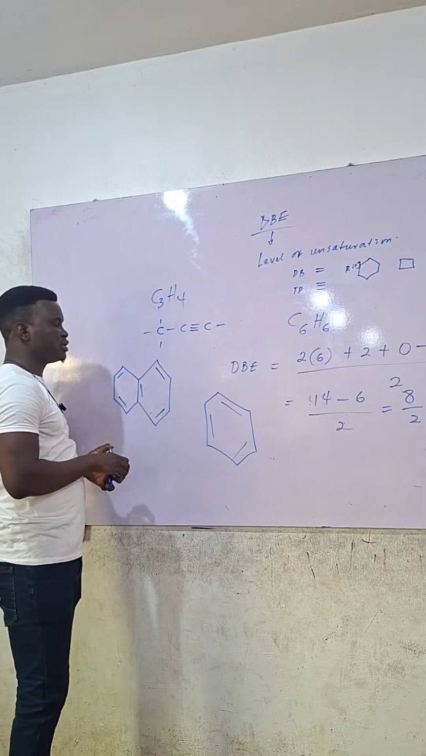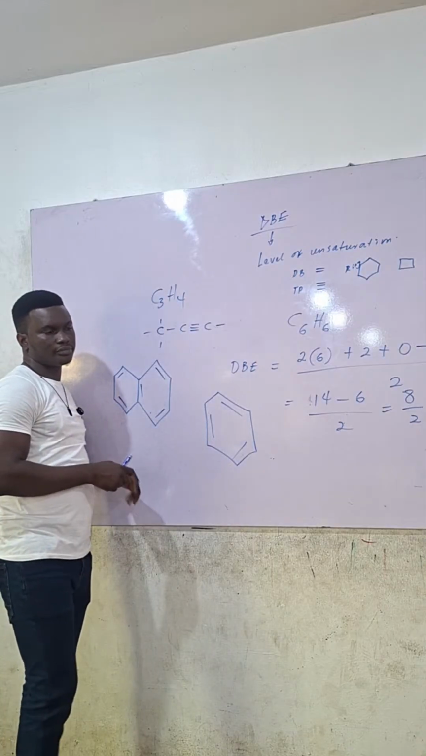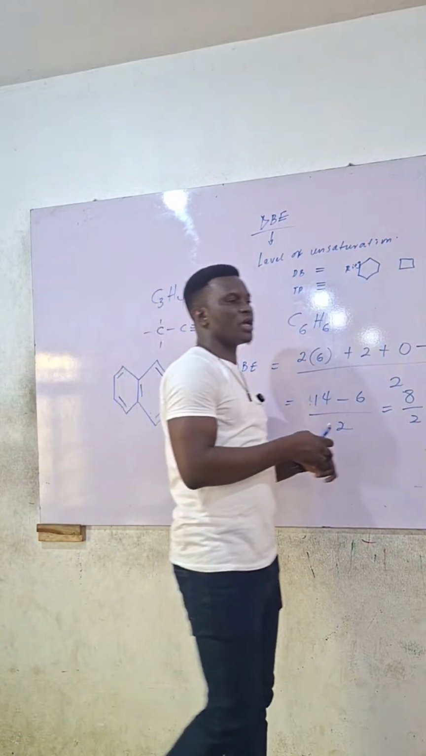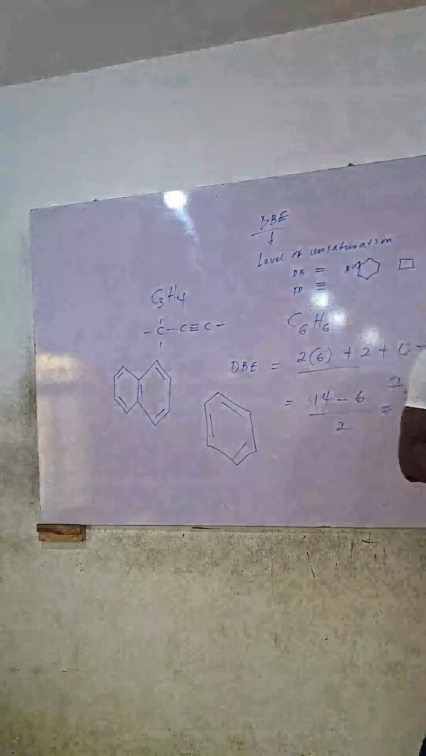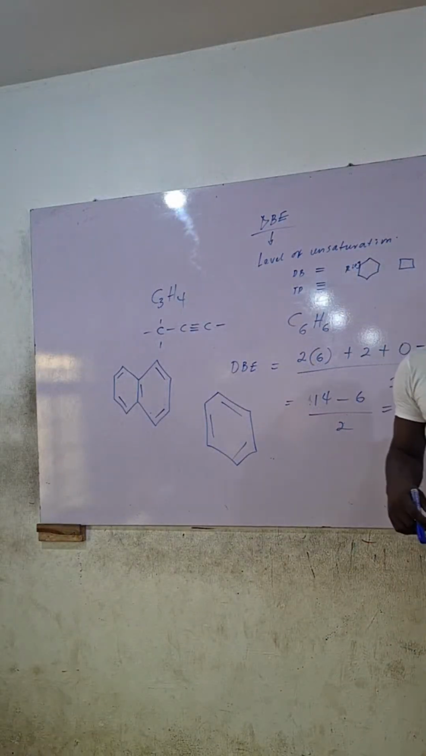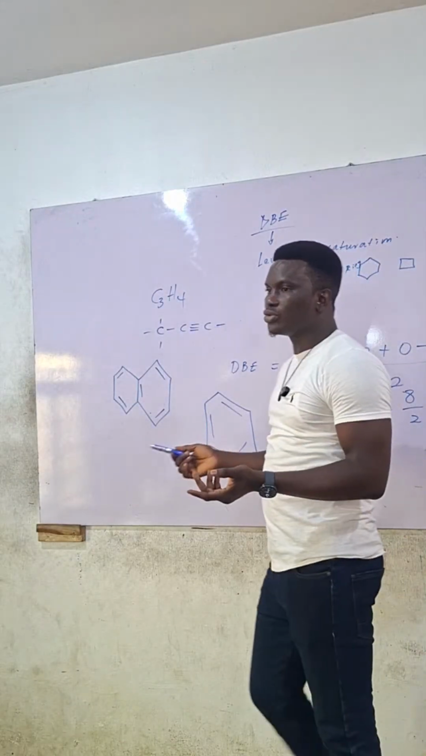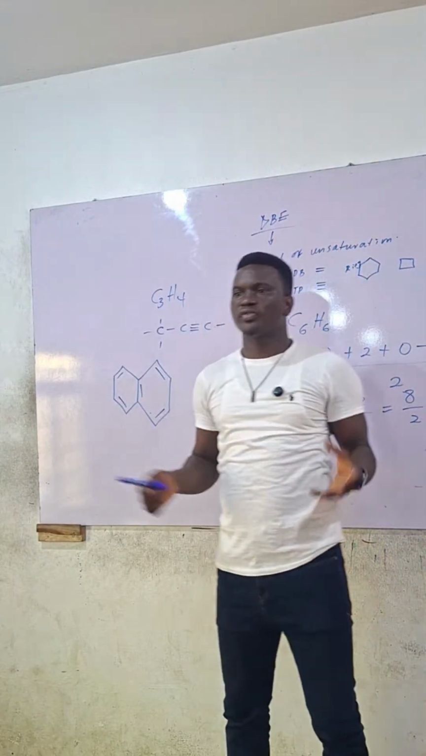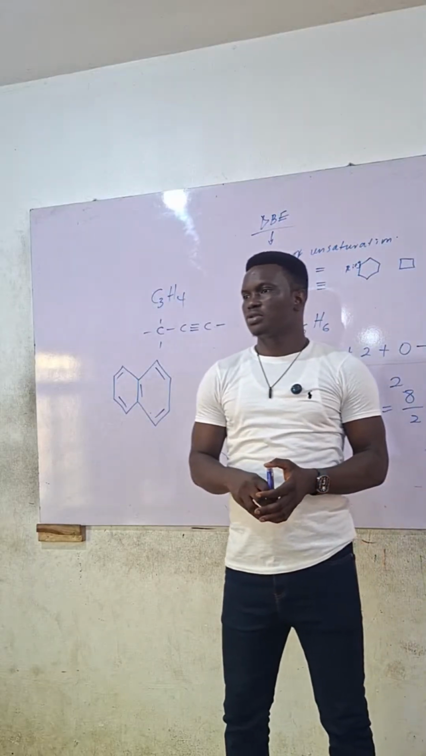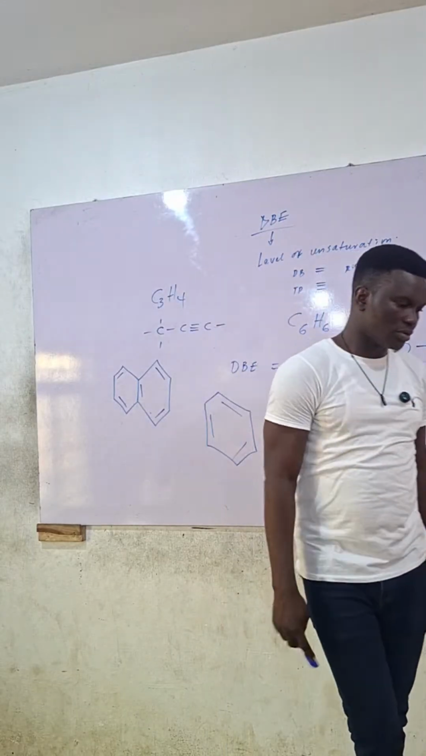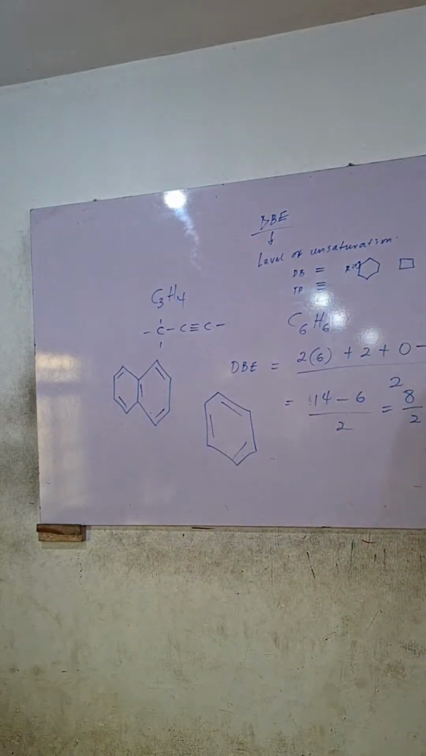What will be the answer for this? The answer should be 7. There are 2 rings and there are 5 double bonds. Do you understand that? If you want to check it out, you can calculate it.